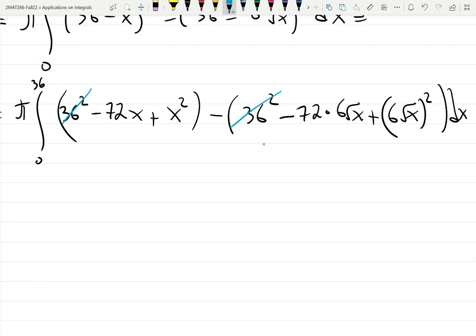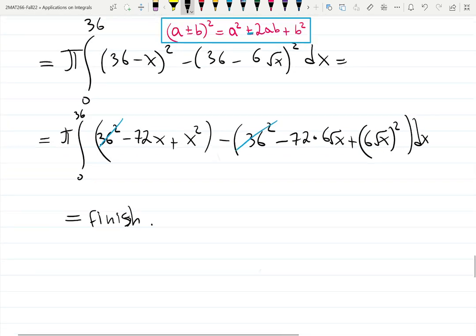Something cancels out. If you're careful with all the notation, something adds up together. Collect the terms, integrate, plug 0 and 36, and you will get a finite answer. Finish by yourself. We call it homework exercise. Finish by yourself. I don't want to spoiler this.